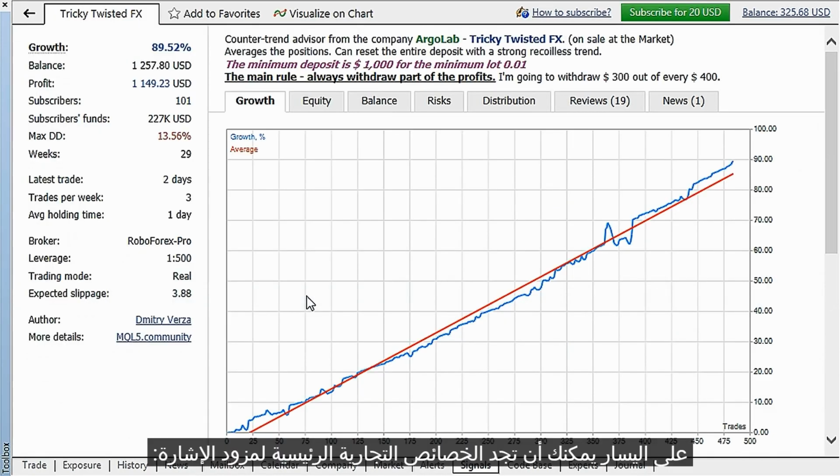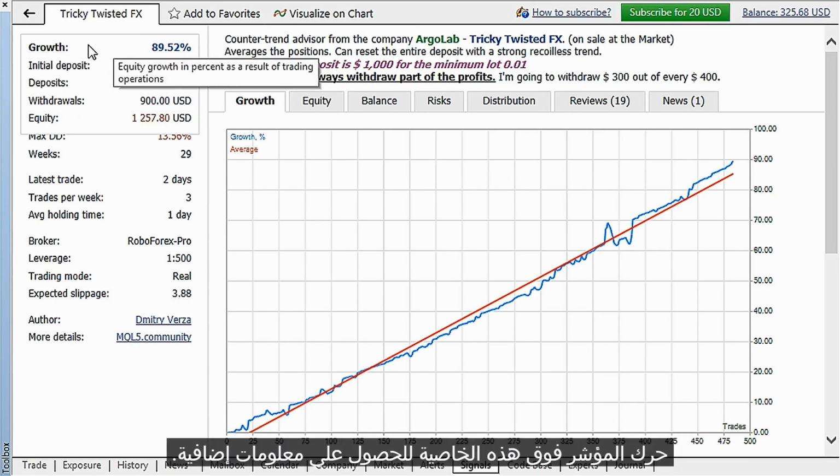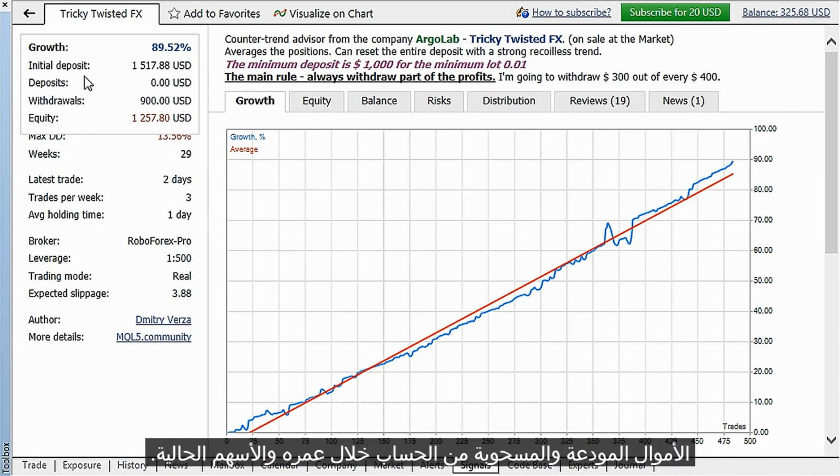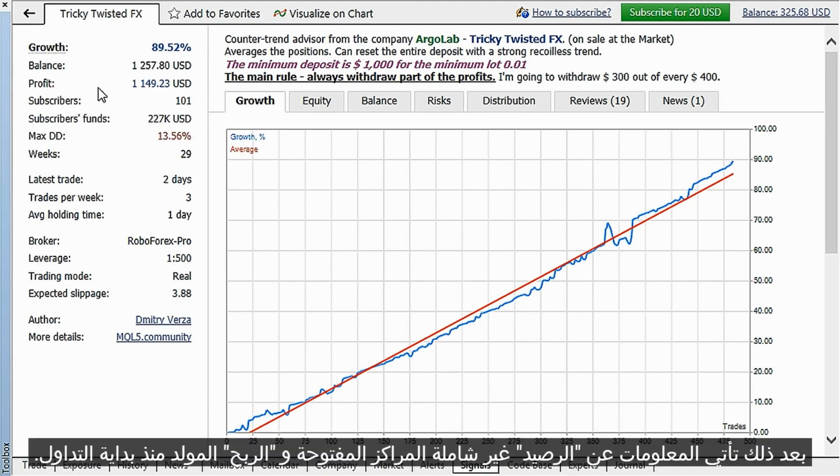On the left, you can find the main trade characteristics of a signal provider. Growth of funds shows the increase of the initial deposit since the start of trading. Hover the cursor over this characteristic to get additional information. Here you can find the initial deposit, funds deposited and withdrawn from the account during its lifetime, and the current equity. Next comes the information on balance, not including open positions, and profit generated since the beginning of trading.